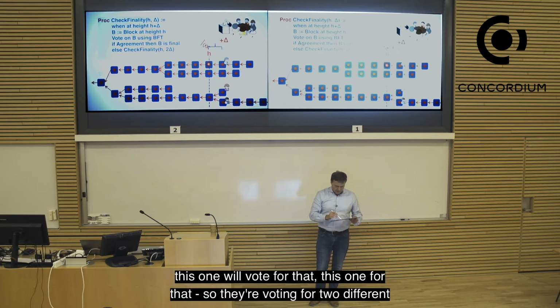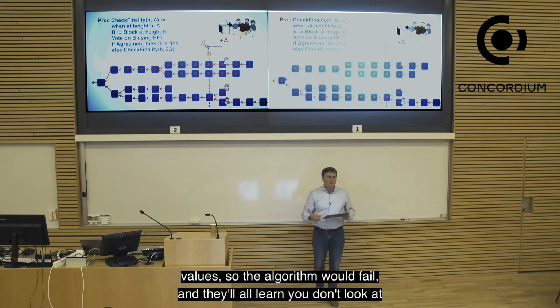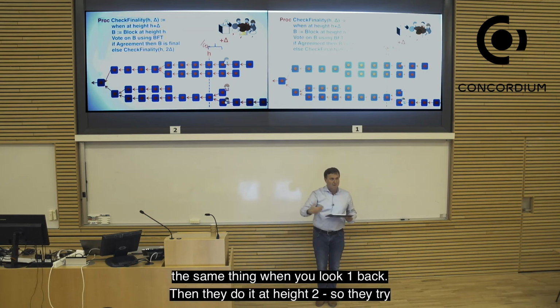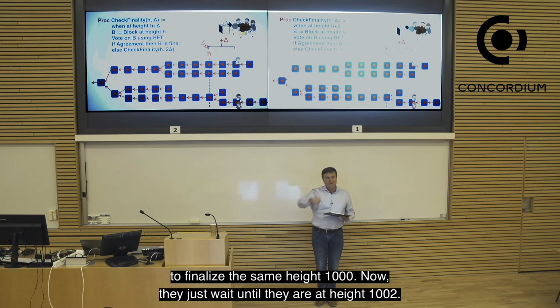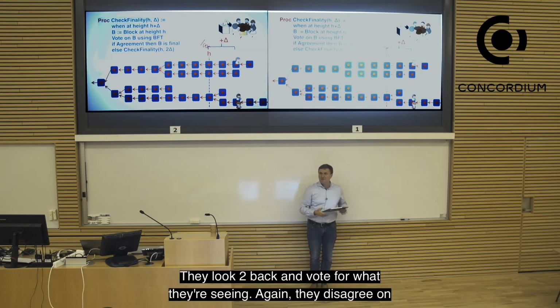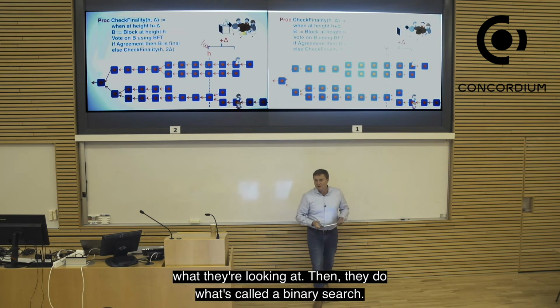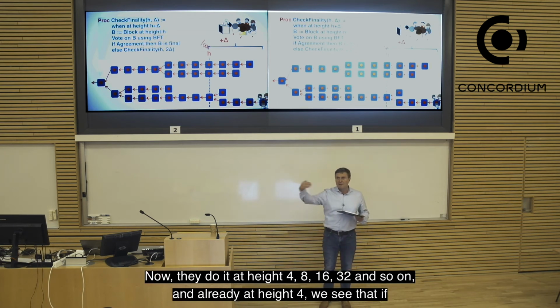So that means, for example, if they are sitting like this here, this guy would vote for that, this one will vote for that, this one for that. So they're voting for 2 different values, so the algorithm would fail, and they'll all learn you don't look at the same thing when you look one back. Then they do it at height 2. So they try to finalize the same height, 1000. Now they just wait until they're at height 1002. They look 2 back and vote for what they're seeing. Again, they disagree on what they're looking at. And then they do what's called a binary search. Now they do it at height 4, 8, 16, 32, and so on.